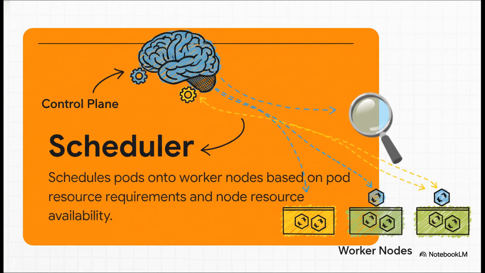Then there's the scheduler. Its job sounds simple, but it's critical. When a new pod needs to get up and running, the scheduler is the one that decides which worker node is going to run it. It's like a logistics manager, looking at what the pod needs, say a certain amount of CPU or memory, and then finding a worker node that has enough free space to handle the job.